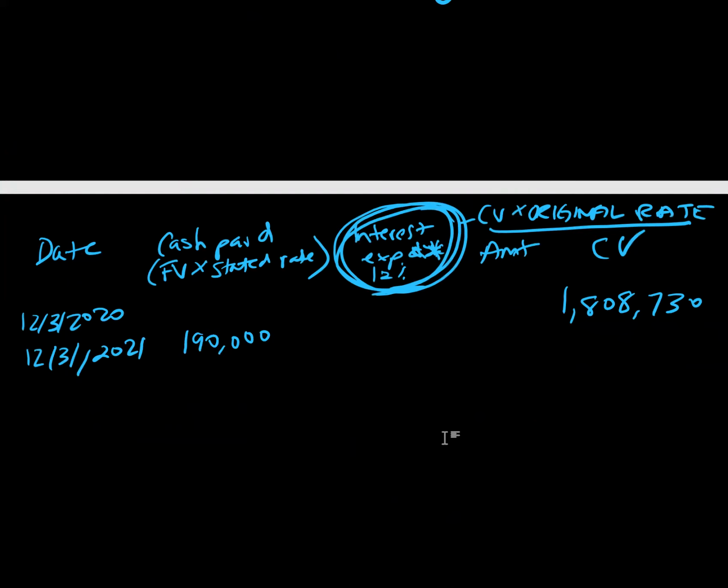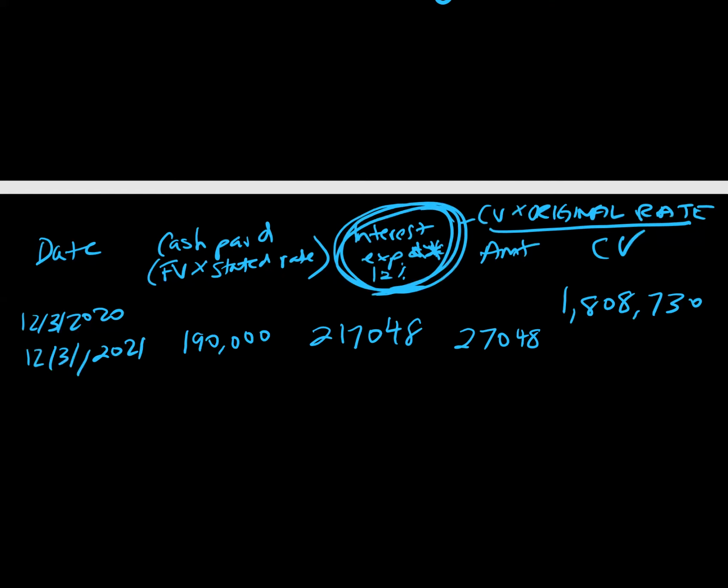Now our interest expense, which is going to be our carrying value, so 1,808,730 times 12%, the original rate on the debt, is going to be 217,048. So the difference between these two things is the amortization. Now, are we amortizing a discount or a premium? Well, we know that the actual face value of this debt is 1.9 million. The present value that we have it at on our statement of financial position right now is 1,808,730. So we're clearly amortizing a discount.